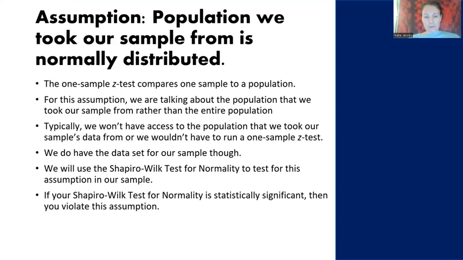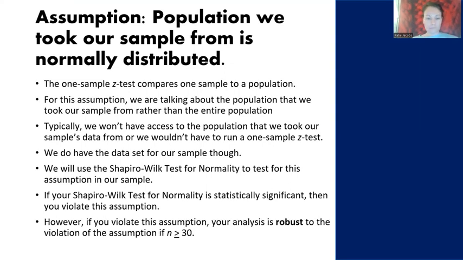For this, if our Shapiro-Wilk test for normality is statistically significant, then we violate this assumption. So whenever we do this, if I want you to use the Shapiro-Wilk test to test for normality, I will give you a p-value. If our p-value is less than 0.05, then we violate this assumption. However, if we violate this assumption, we can still run this analysis anyway, as long as our sample size is 30 or more.